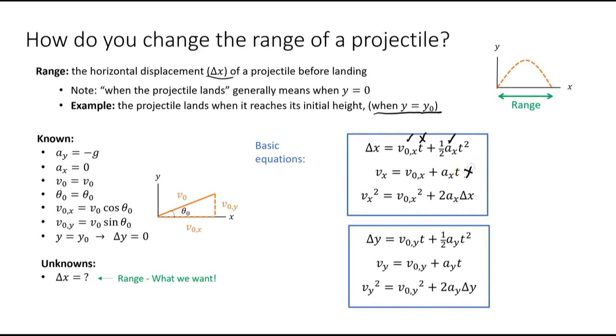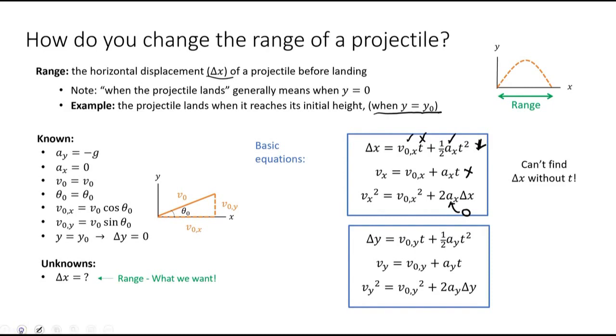This one we said we couldn't use, it doesn't contain delta x. And then if we look at the bottom equation here, if we were to think about plugging in our knowns, ax is equal to 0, right? And so when you plug that in, that simplifies the equation down to vx squared equals v0x squared. So it actually won't tell us anything about delta x. So we're not going to be able to use that equation either. So that means that we have to be able to find t first to be able to use this top equation to find the range of our projectile.